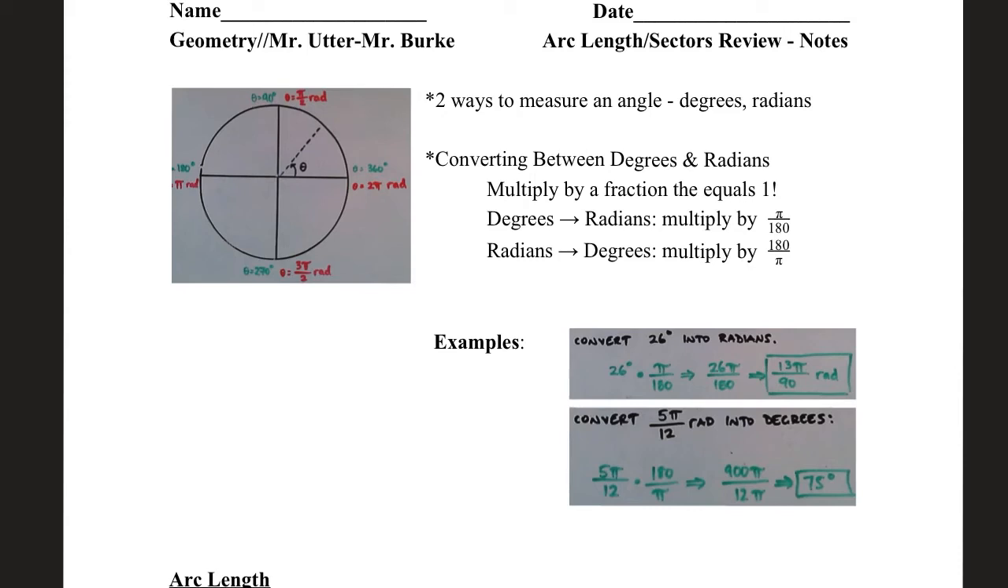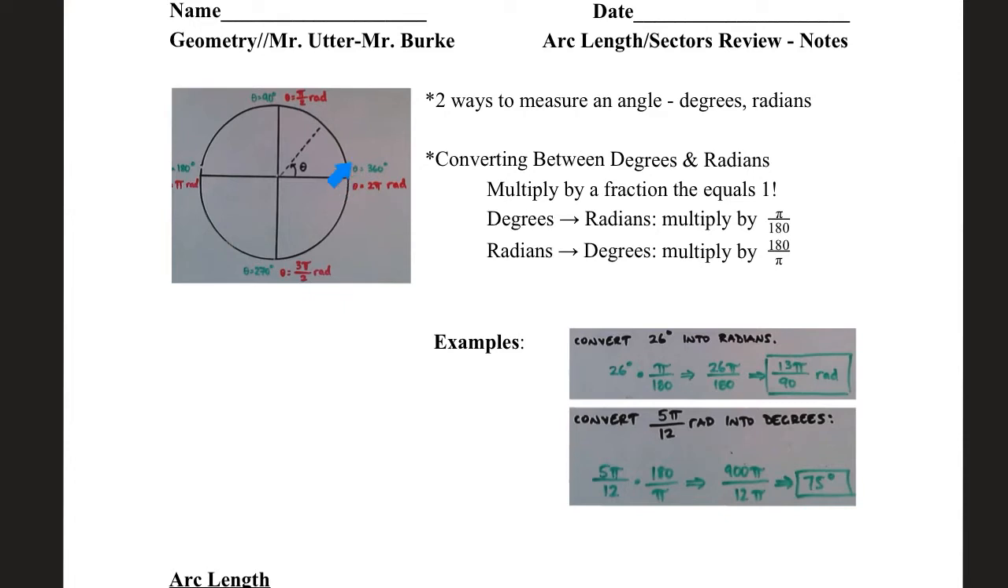Hello everyone. In this video, we are going to take a look at some review of arc lengths and areas of sectors. If you recall, we have the circle up here, and there are two ways that we measure angles. We measure them in degrees, and we also measure them in radians. Degrees, we already know, 360 degrees in the whole circle, but the radians is in terms of pi. You notice there's pi in every single one of these red radians down here.